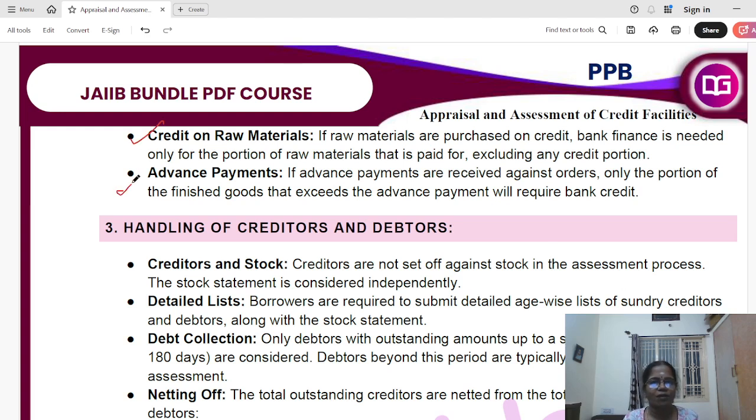Credit on raw material, advance payment. If raw materials are purchased on credit, bank finance is needed only for the portion of raw material that is paid for, excluding any credit portions. So if they need a loan for raw material, the bank finance will be only for the portion of raw material required, not more than that.